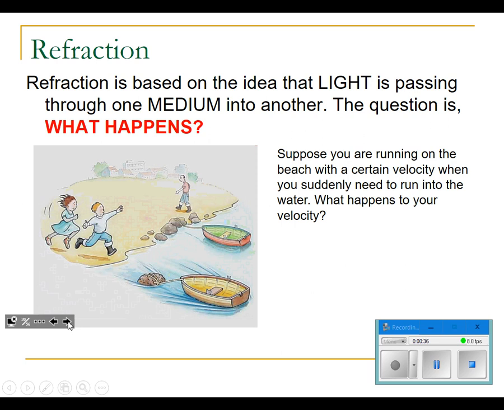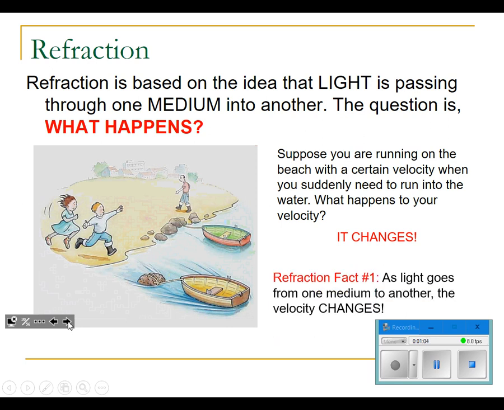A good way to think about it is if you're running on the beach and you run into the water, what happens to your velocity of you running on the sand versus running into the water? The thought should be that you slow down. It changes your velocity, and the same thing would happen if you were running in the water and then changed to running on the sand. So refraction fact number 1: as light goes from one medium to another, the velocity changes. That should be written in your Refraction 101 information.